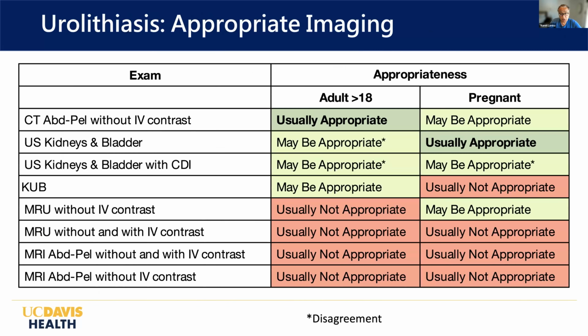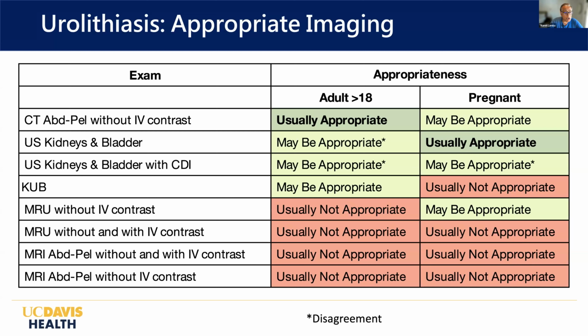Let's move on to stones in pregnancy. Again, I've made these tables to show what the appropriateness criteria would say for a non-pregnant adult versus a pregnant patient. In a non-pregnant adult, CT abdomen and pelvis without IV contrast would be the most appropriate exam. There's some debate about doing ultrasound for stone disease in non-pregnant adults. KUB may generally be appropriate, and MR is generally not used for this purpose because most of these patients present to the emergency room, so it's not used in non-pregnant patients.